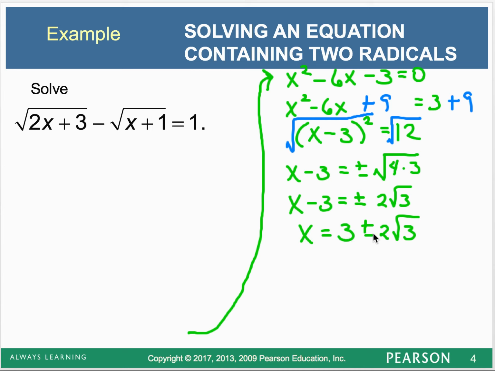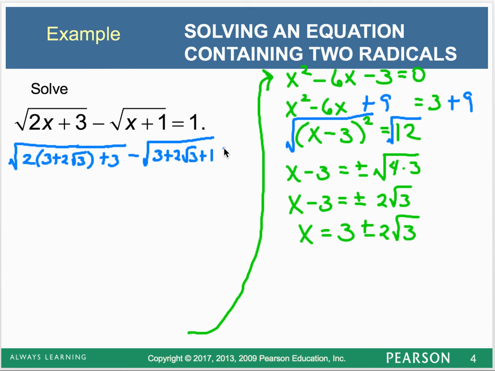All right. Let's check the plus first. So if we have the square root of 2 times 3 plus 2 square roots of 3, plus 3, minus, I hope I even have room to check this, 3 plus 2 square roots of 3 plus 1 equals 1. Okay, let's see what we have.